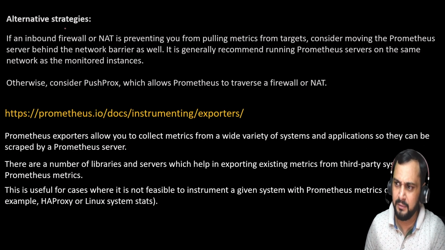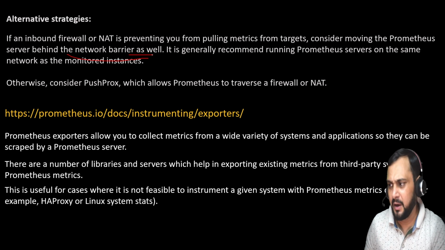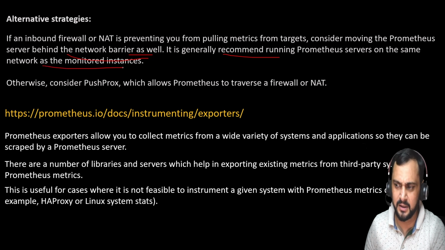Alternative strategy: if an inbound firewall or NAT is preventing you from pulling metrics from targets, consider moving the Prometheus server behind the network barrier as well. It says that if my end user applications are running behind the firewall and I'm running my Prometheus in front of the firewall, then this is not a wise idea. So we should run our Prometheus server in the backend, on the same network as my end users. It is generally recommended to run the Prometheus server on the same network as the monitored instance. This is what I said.